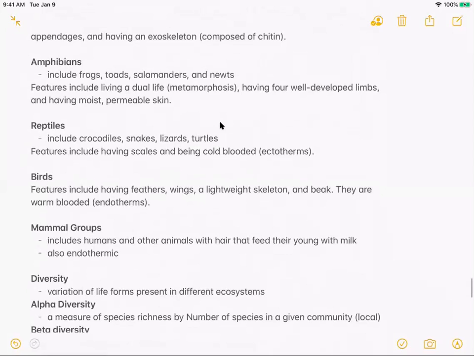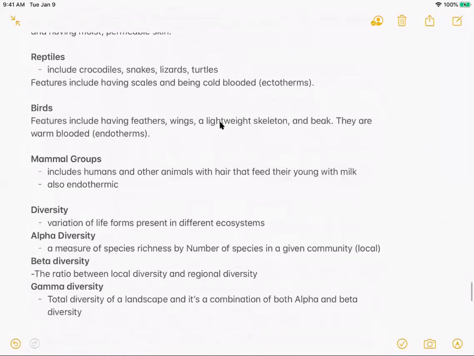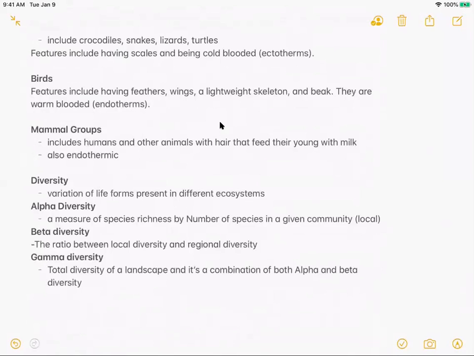Going into reptiles, reptiles include crocodiles, snakes, lizards, and turtles. They usually have scales, and they are usually cold-blooded, so they are ectotherms. Whereas birds, which have feathers, wings, a lightweight skeleton, and a beak, are warm-blooded, so they are referred to as endotherms. And similarly, mammal groups, which include humans and other animals with hair that feed their young with milk, are also endothermic. They are also warm-blooded. So we are warm-blooded as well.